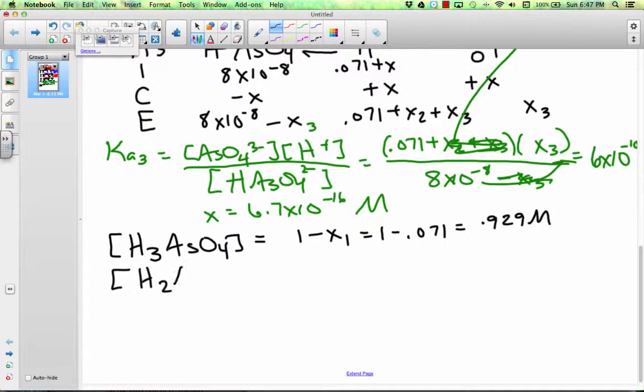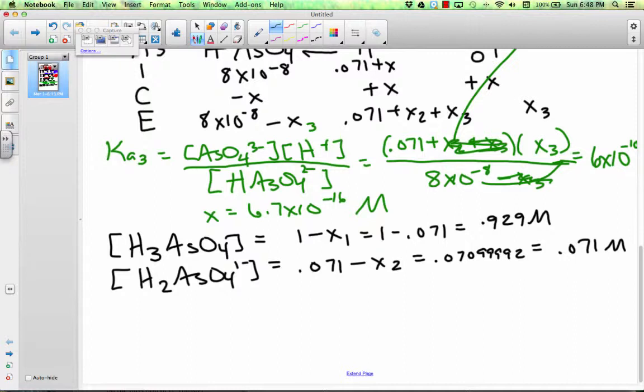The dihydrogen arsenate ion is also around in an appreciable concentration. I keep wanting to put that as a 2 minus. It's just a 1 minus. So that was 0.071, and then some of it dissociated in our second dissociation. But that second number was 8 times 10 to the minus 8, so it's like 0.070999992, which, we don't have enough sig figs, so we call that 0.071 molar. That's all we get to keep.